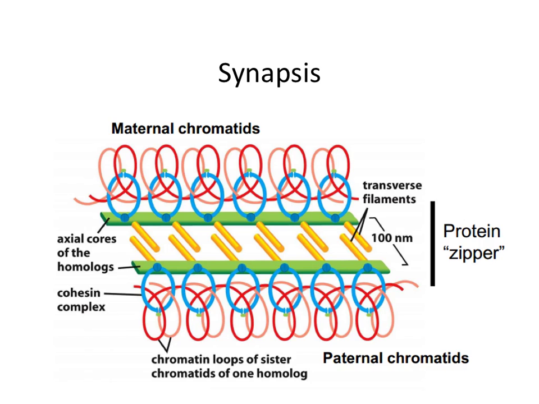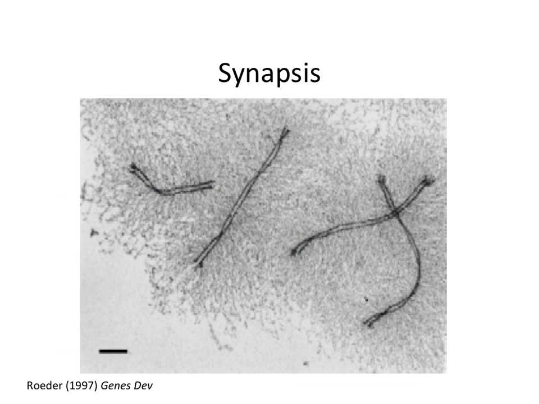The synapsis comes from the zippering up, using these proteins, of those two axial cores. So you make a protein bridge between one dyad, two sister chromatids, and the other one. That's what holds all four of those things together in a tetrad of meiosis 1, metaphase 1. The point of this is to note that there are proteins involved in synapsis, the bringing together of the pairs of sister chromatids. This is what it looks like in real life.